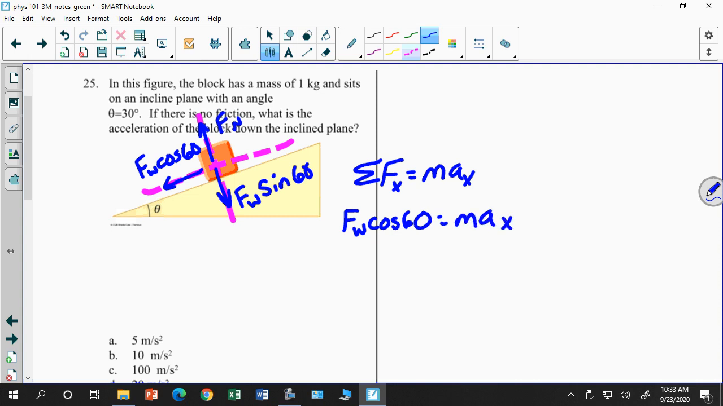That's going to be 10 cosine of 60. So 5 divided by 1 equals ax. 1 is the mass. So 5 meters per second squared. Let's look at the next problem, and that's what you'll have.